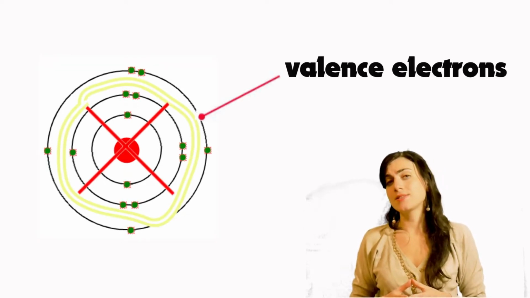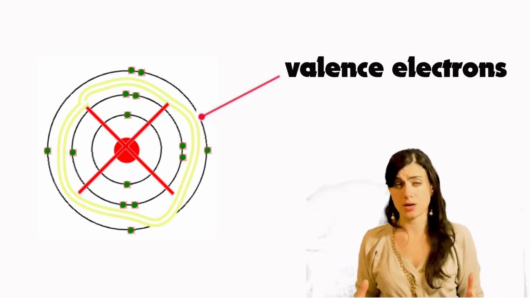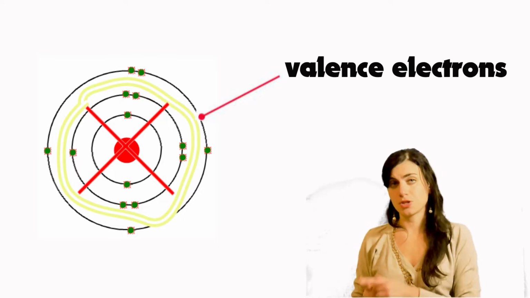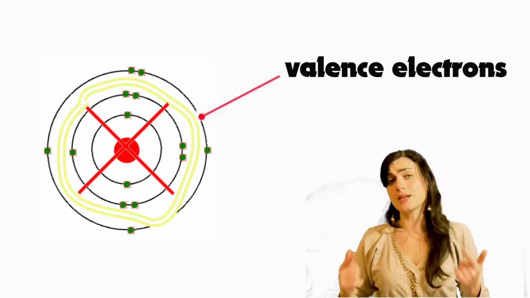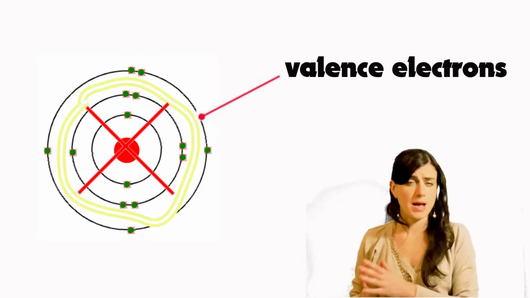We take the valence electrons because, since they are the outermost part of the atom, these electrons will be involved in reactions. And so these electrons explain the reactivity of all the main group elements.